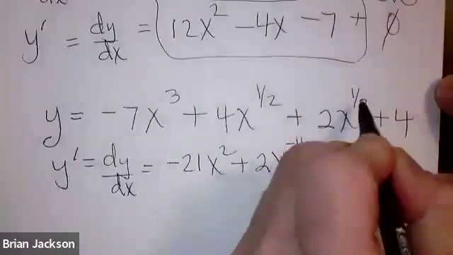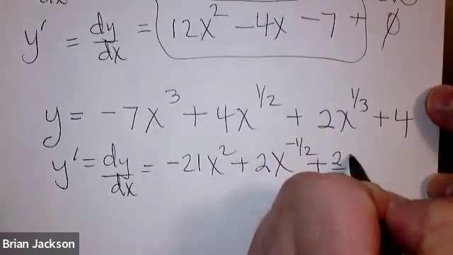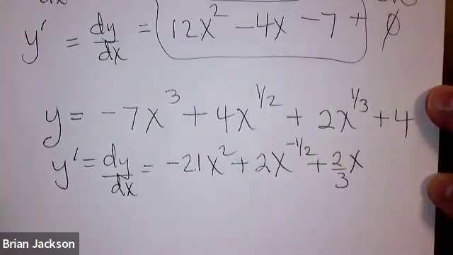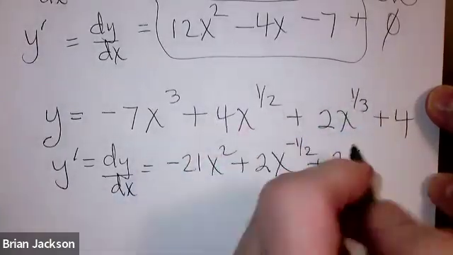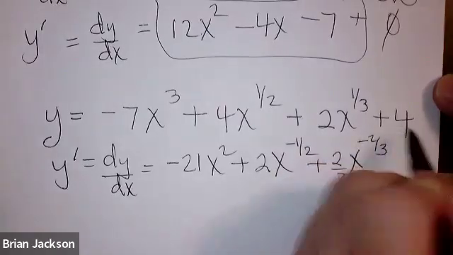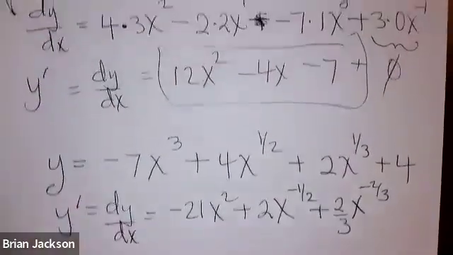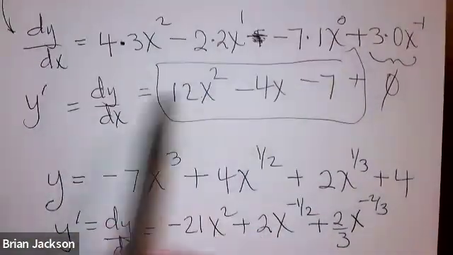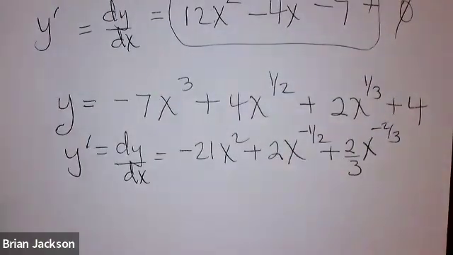And then plus 2 times 1/3 is 2/3. Hopefully we know our math well enough to understand that. Times x to the 1/3 minus 1, or 1/3 minus 3/3, is -2/3. And then, of course, the derivative of a constant is 0. So it's the same idea as we did above in obtaining this derivative. It's just that we have some fractional exponents, but it's the same idea.